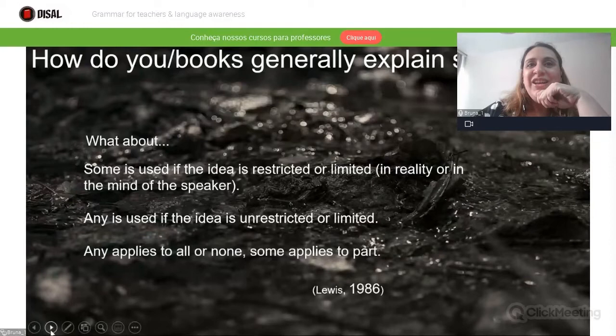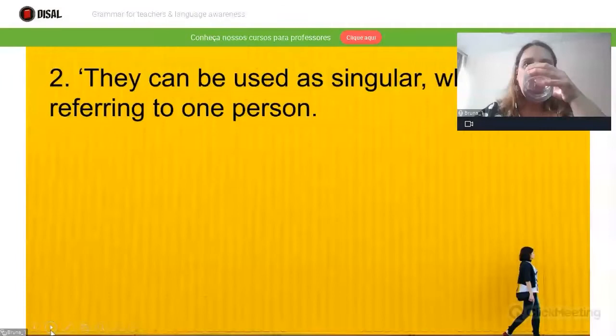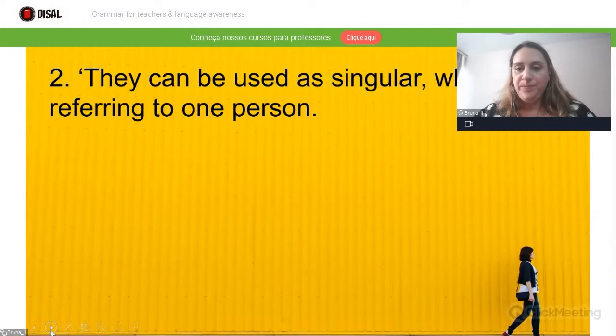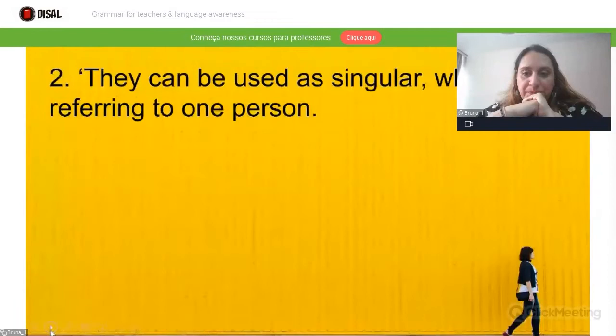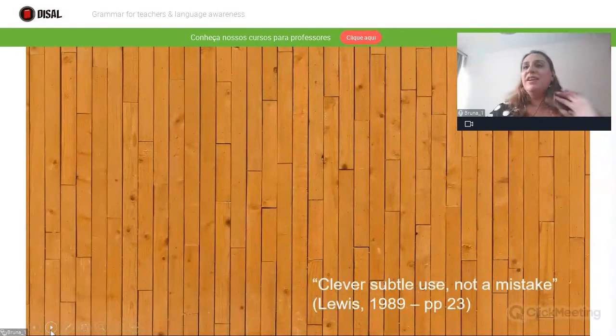One more now. What about this one? Is it possible or not? All right, so it is correct, it is possible. Many people are saying that, especially nowadays. Actually, in 1989, Lou said that it was a clever, subtle use, not a mistake.